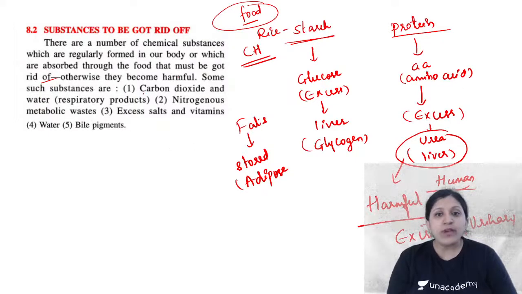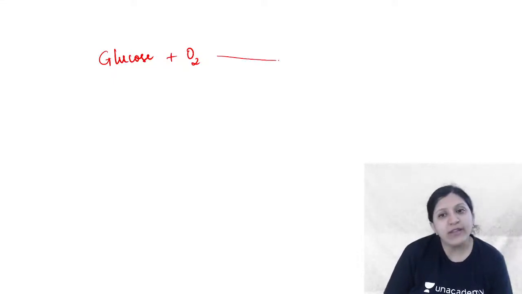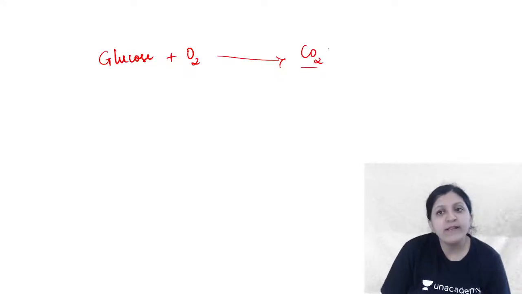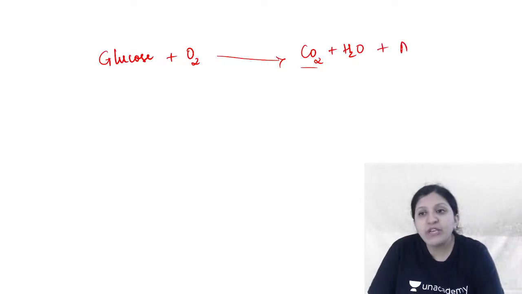What are the harmful substances? One thing that we know is carbon dioxide, and water. How is carbon dioxide produced? You know, right? Cellular respiration occurs. In cellular respiration, glucose, the digestive product, combines with oxygen, the respiratory product, and there is formation of the waste products water and carbon dioxide. Then there is formation of ATP.